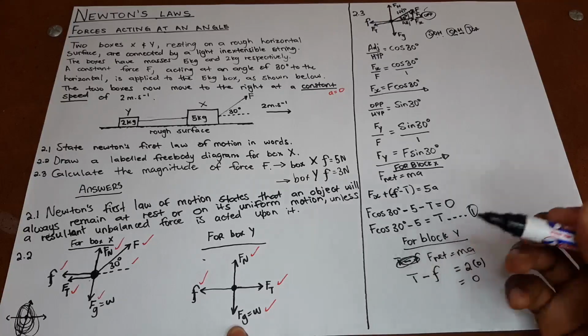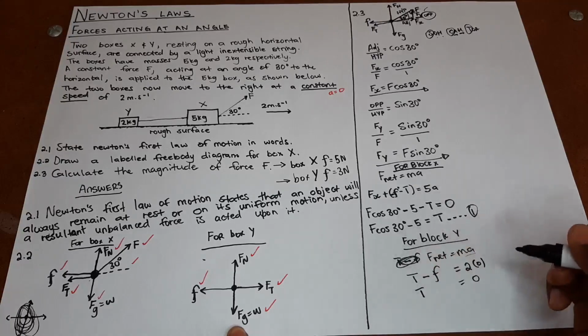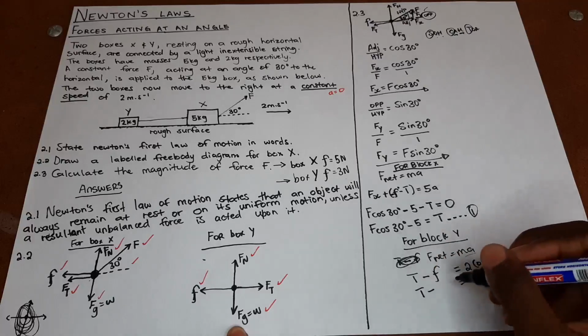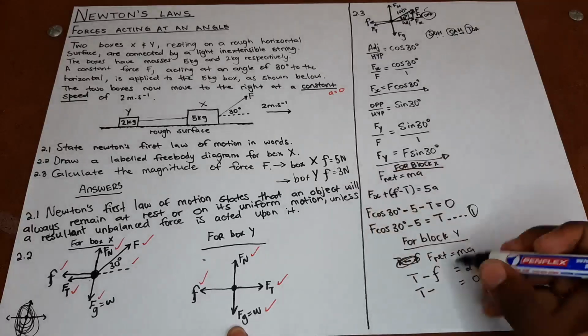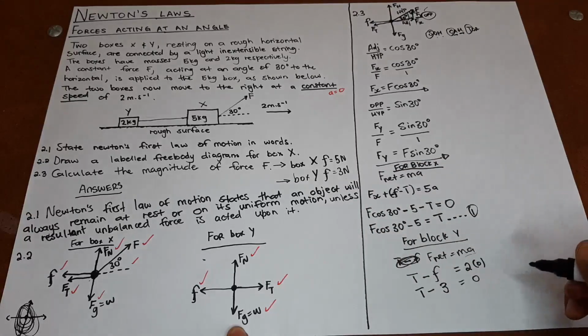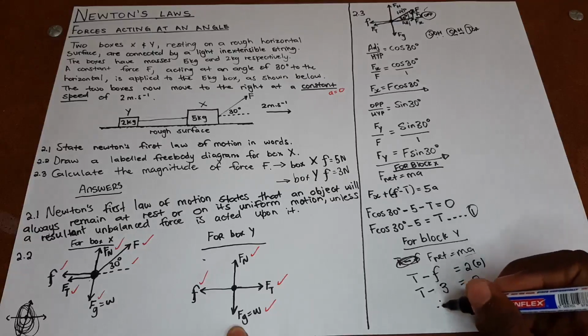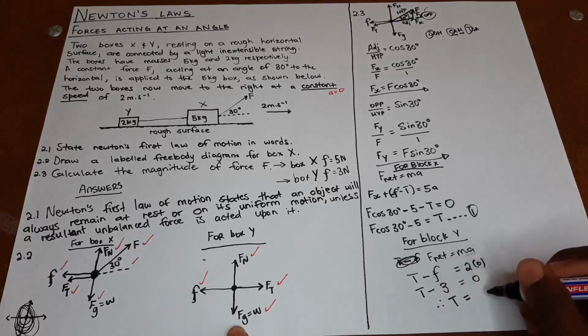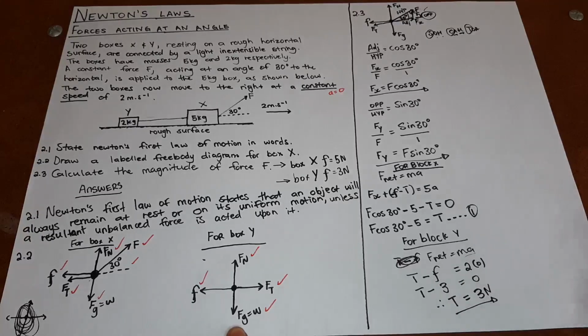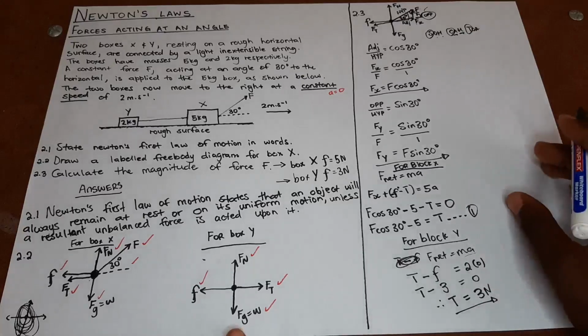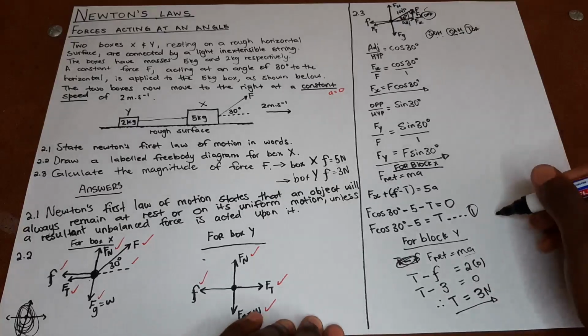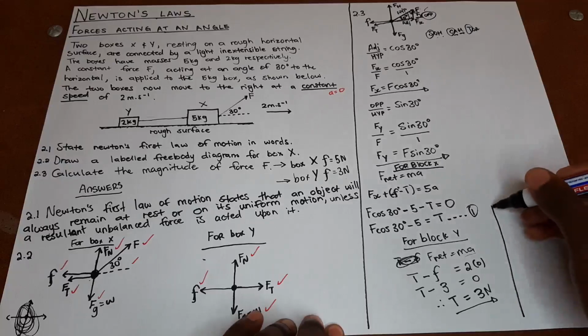So on this side, what's your tension? You don't know. Tension minus F, your frictional force there, is 3 newtons. So therefore, your tension force is equal to 3 newtons. It's very, very easy right now. Okay, let's continue.